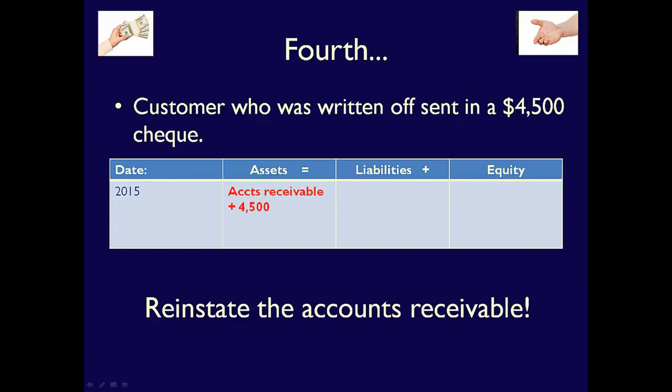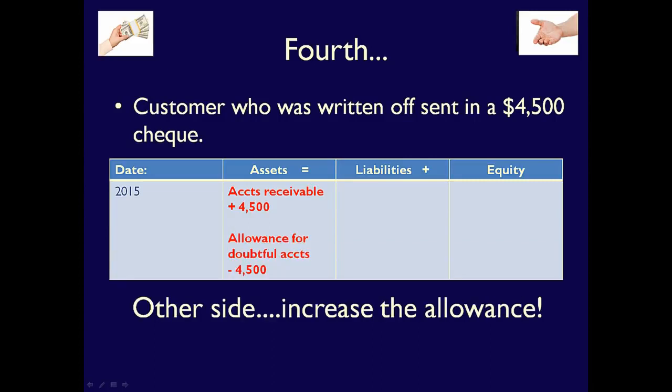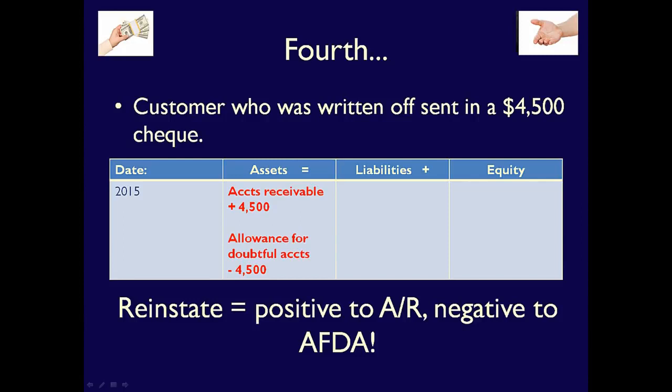Therefore, our entry is to increase accounts receivable by $4,500. We also reduced the allowance by too much, so we have to put the allowance back. That means we need to increase the allowance. Remember that the allowance for doubtful accounts is a negative account, so if we increase a negative number, we have to put a negative against it. So our entry would be a positive to the accounts receivable and a negative to the allowance for doubtful accounts.